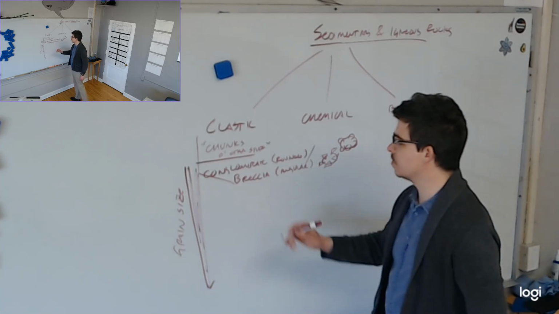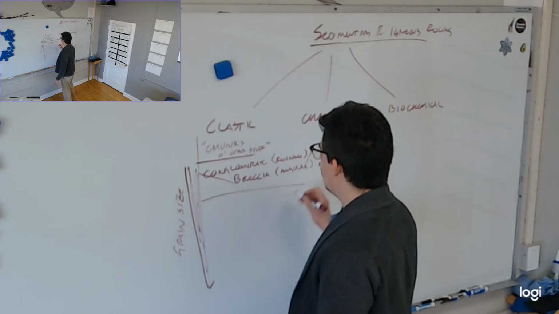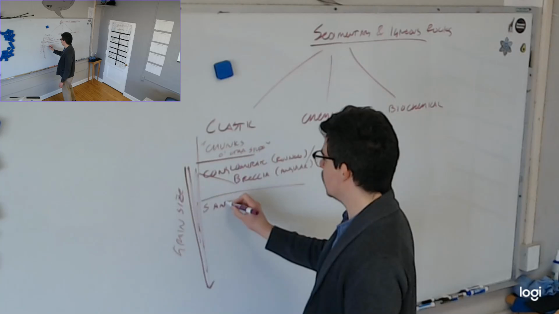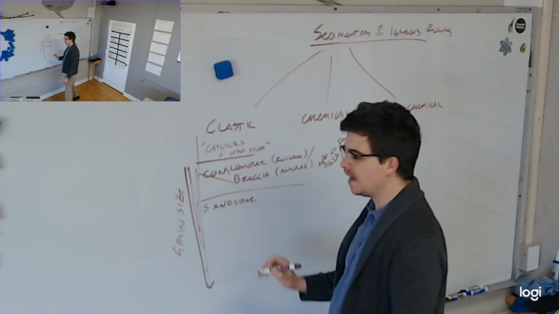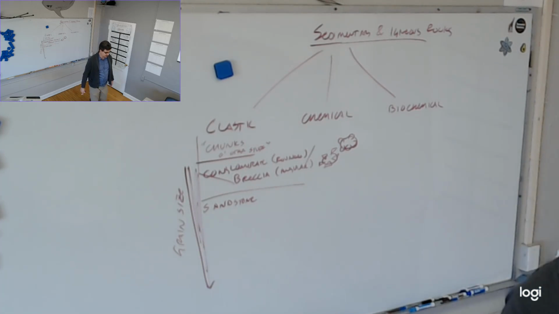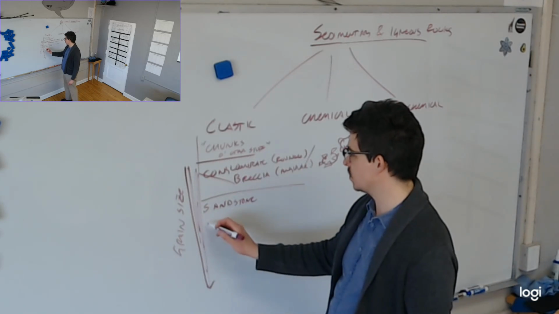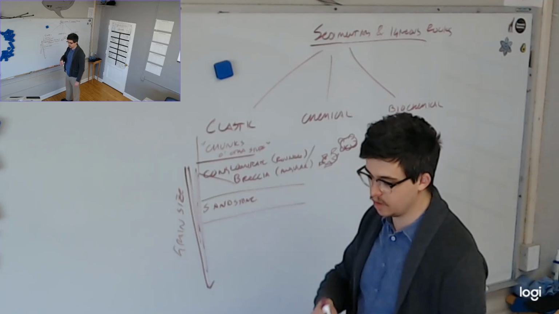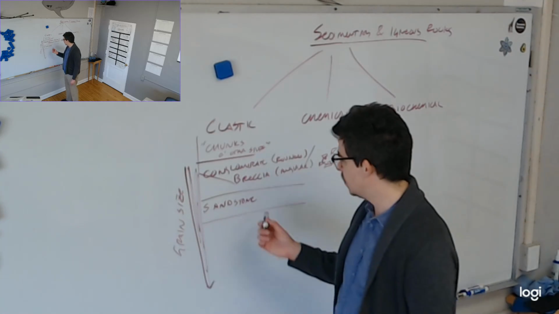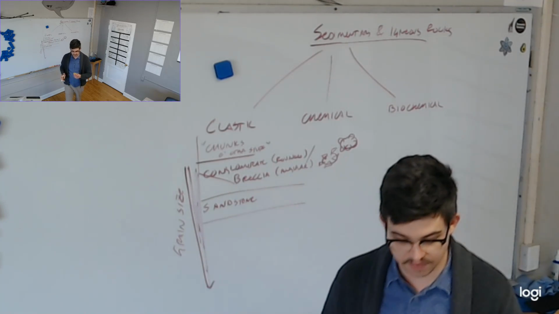So conglomerate and breccia is what we call the largest grain size. The next one down we call sandstone. Sand, you know about sand. You've been experiencing sand your whole life, yeah? But sand, specifically in geology, is a certain size of grain. Your book will tell you what size sand must be. But sandstone is rock made of sand-sized grains.